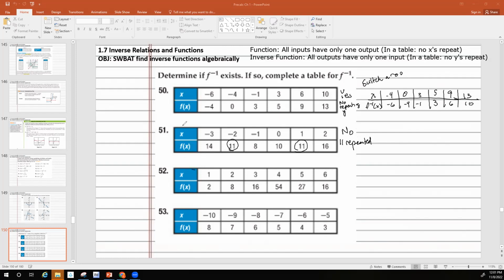All right. So feel free to try 52 and 53. Yeah, why not?